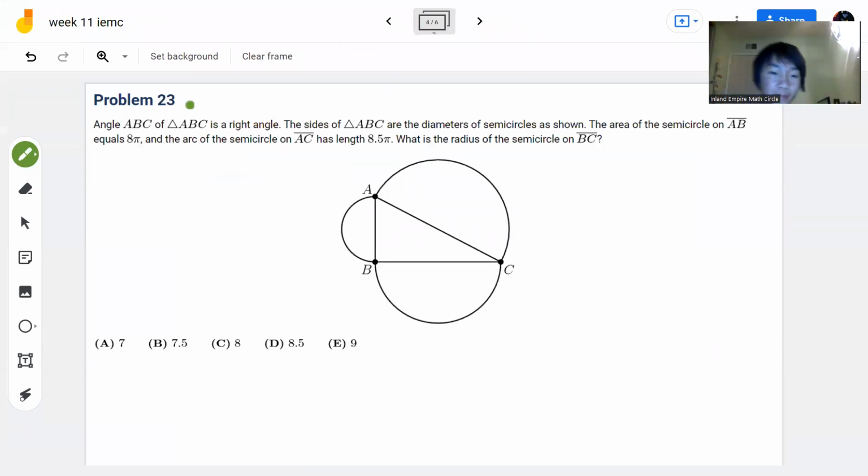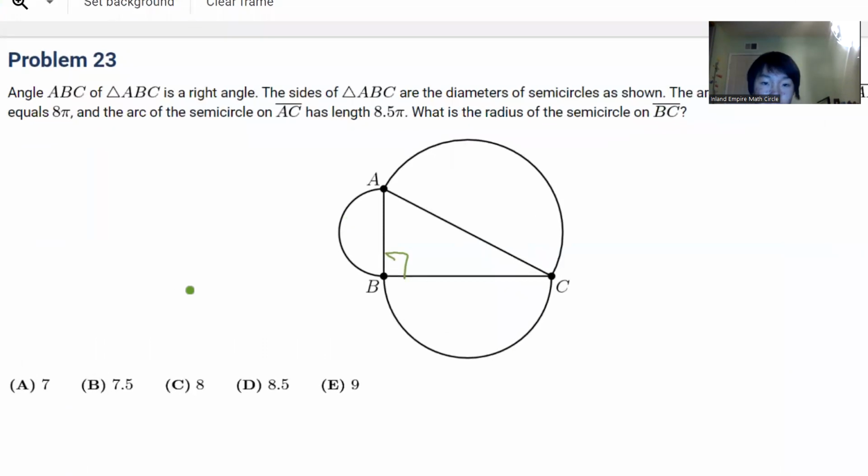All right, so this one is a little bit harder. This is problem 23, so let's go ahead and read the question. Angle ABC, this angle here, of triangle ABC is a right angle. The sides of triangle ABC are the diameters of semicircles as shown. The area of the semicircle on AB equals 8 pi, so this semicircle here has an area of 8 pi. I'll zoom in. The arc of the semicircle on AC has length 8.5 pi. This time it's the arc, not the area.